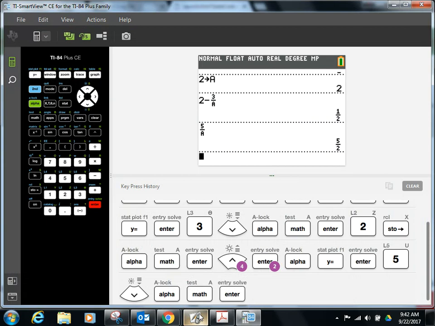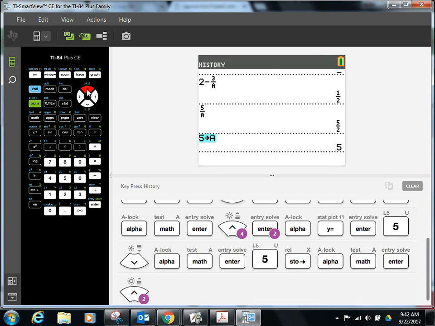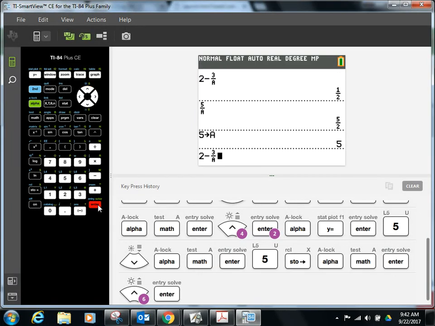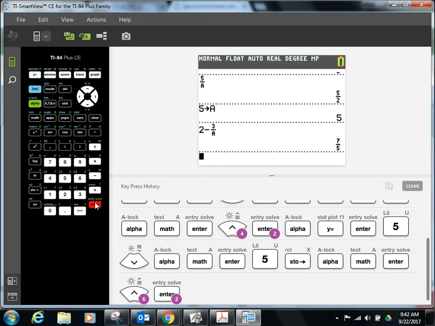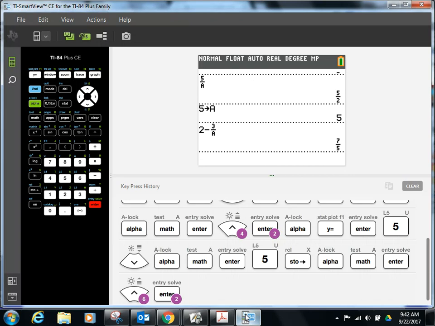You just got to store it back in. So store 5 in for A. And I, again, can just go back up and highlight what I need. So that's going to be 7/2 on the left. Is 7/2 greater than? Let's see what I get when it's 5 over A.